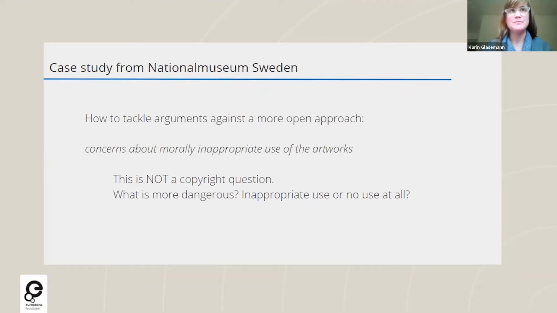There might be ways to stop certain uses that you don't approve of, but the thing is that it's not a copyright question. So just because you don't like what people do with the images you're providing doesn't mean that you have to keep them in copyright. And the most important argument against this is the question: what is more dangerous for your collection, the collection that you're hosting? Is it that there might be inappropriate use, or is it that the collection will not be used at all? And the next slide.